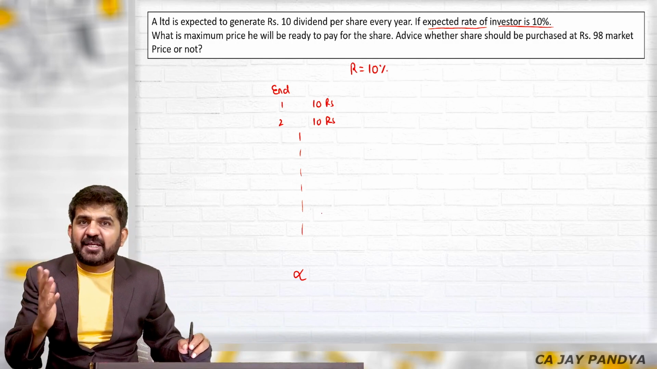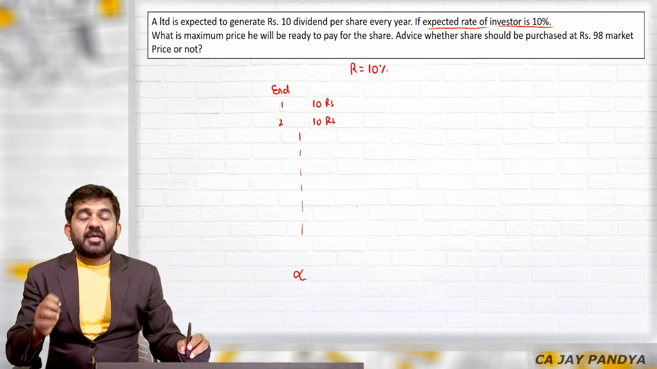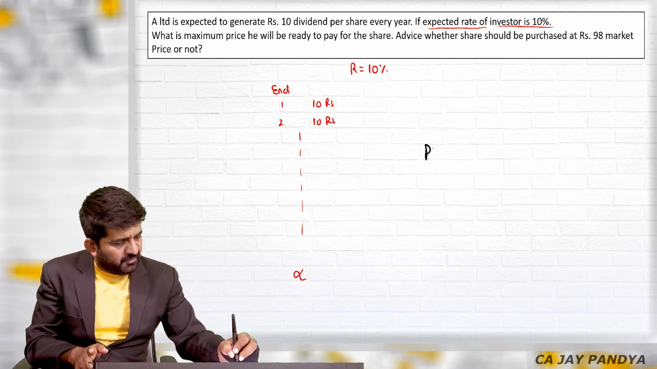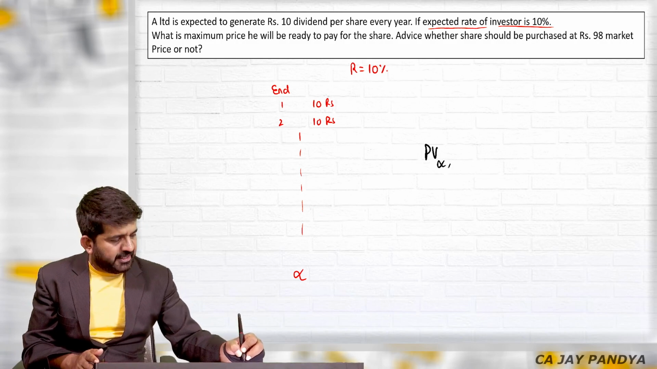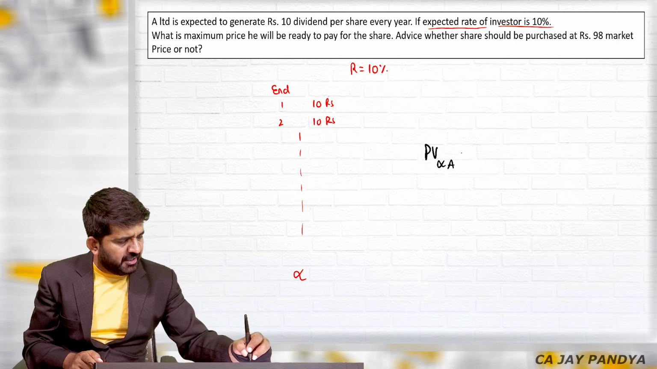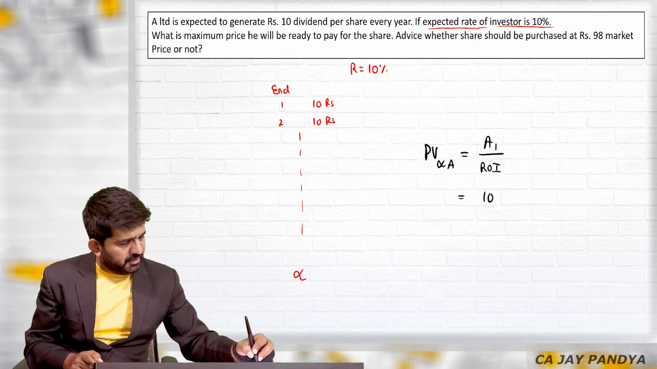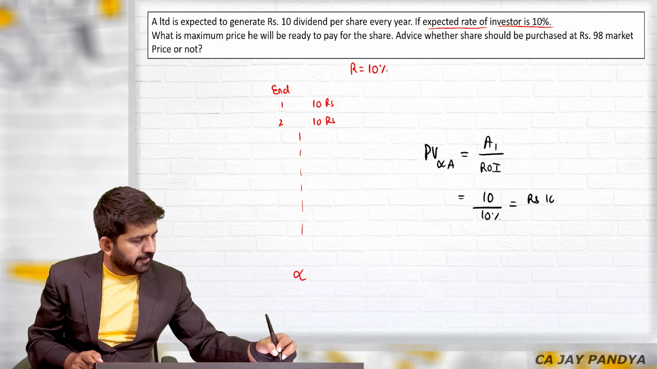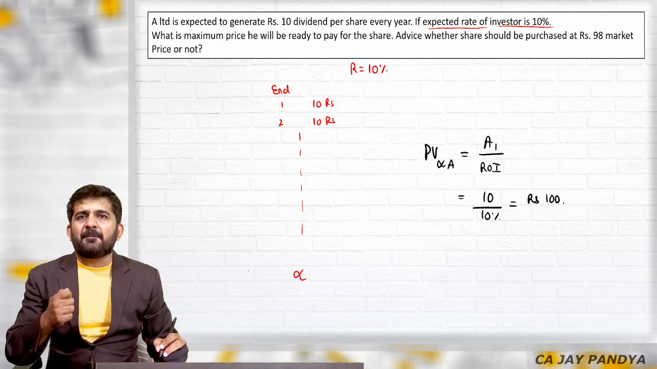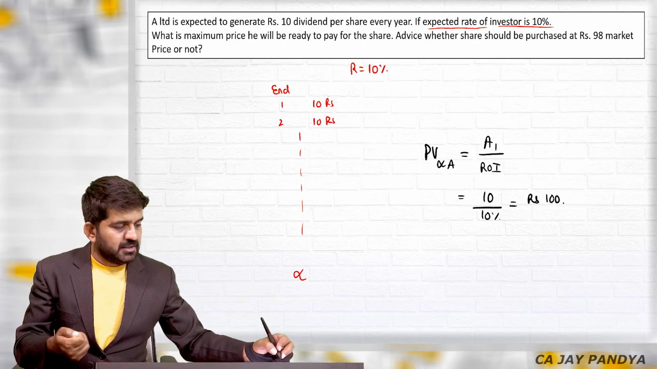How to find out maximum price or valuation in finance? Present value of future cash flow. Can you find out present value of infinite cash flow, which is an annuity? This is an annuity because 10 rupees is dividend every year. Yes. How to find out? Amount of first year divided by rate of interest. Amount of first year is 10 rupees divided by rate of interest, which is 10%. So rupees 100. Maximum price I am ready to pay for this share is rupees 100.